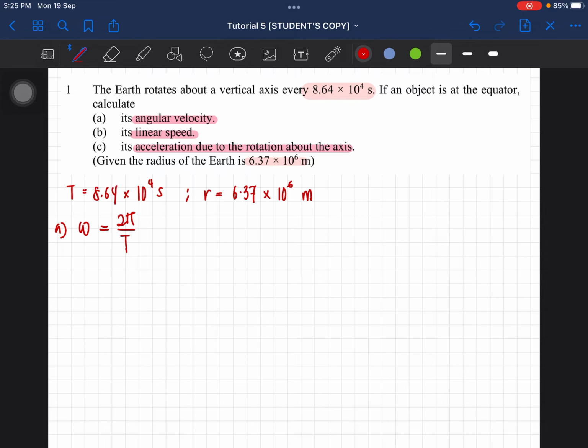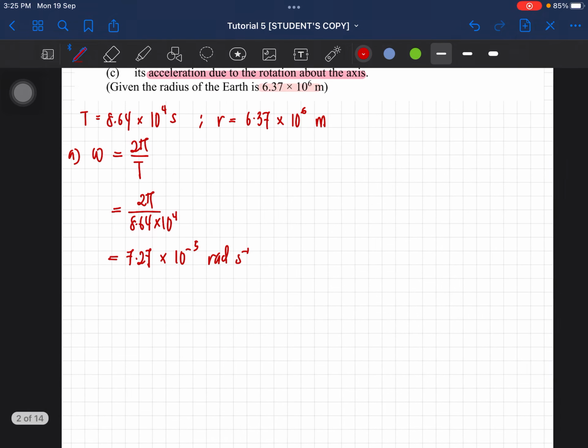So from here you just substitute the value, 8.64 times 10 to the power of 4. So you will then get the angular velocity to be equal to 7.27 times 10 to the power of negative 5 radian per second. Next we have to calculate the linear speed.